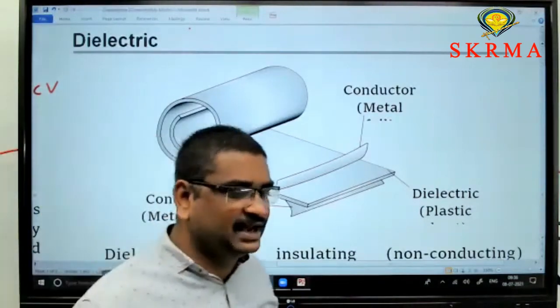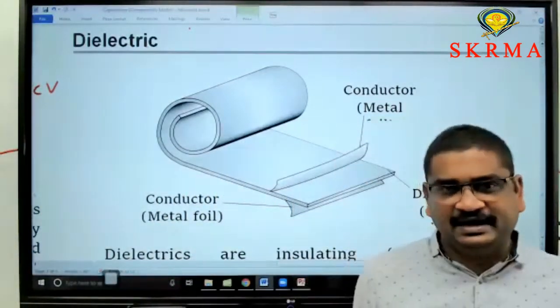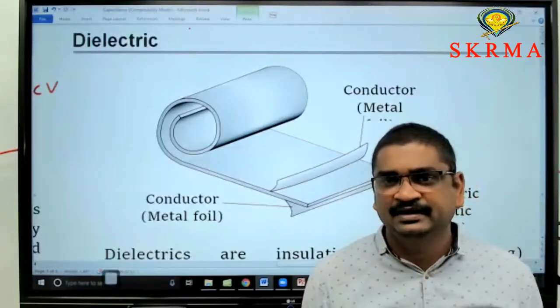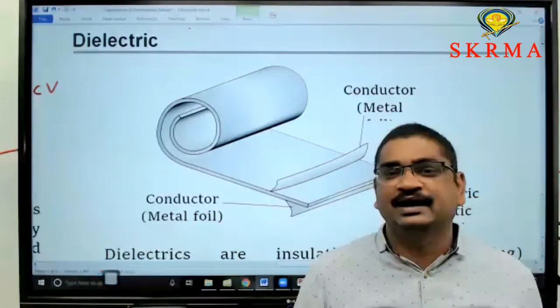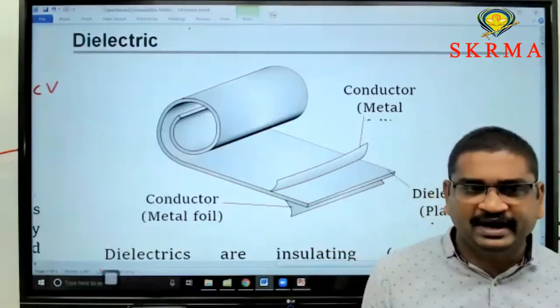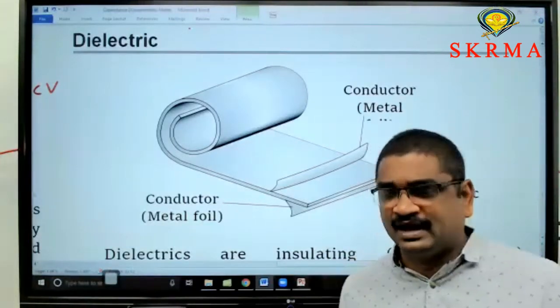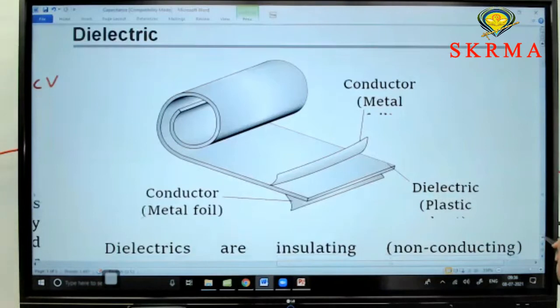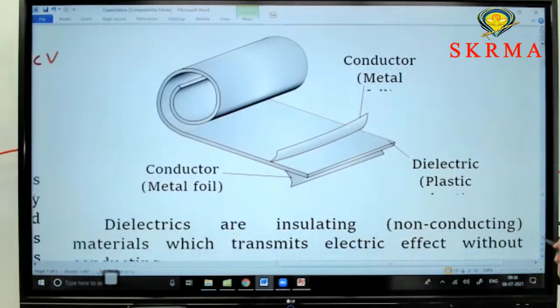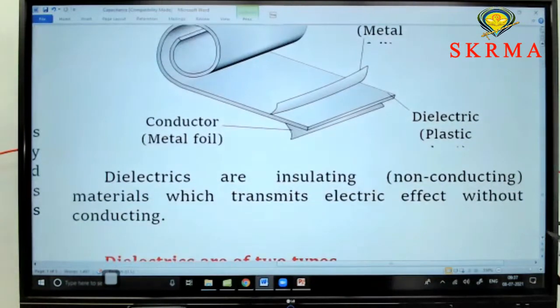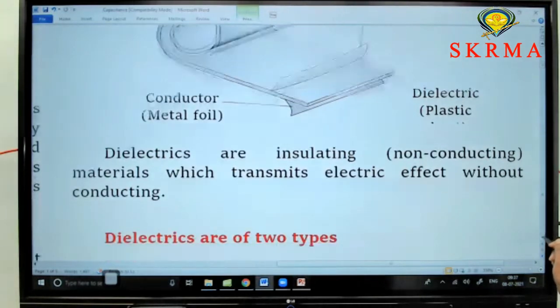So what is the basic nature of a dielectric? Is it a conducting material or a non-conducting material? A dielectric should be a non-conducting material, or simply an insulating material. Just an insulator. That insulator is called a dielectric.